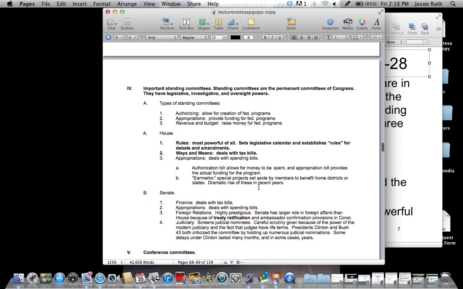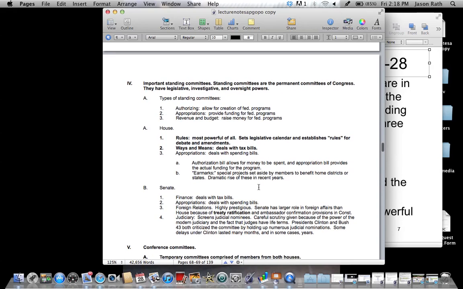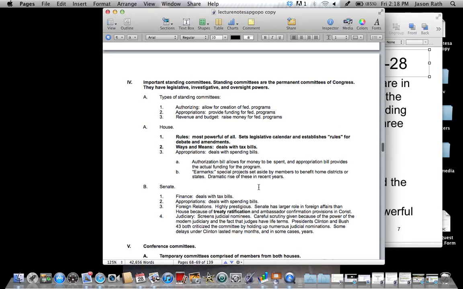Important standing committees. Standing committees are the permanent committees of Congress, and they have legislative, oversight, and investigative powers. There are 3 types of standing committees in both the House and the Senate. Authorizing allows for creation of federal programs. Appropriations provides funding for federal programs, important. Revenue and budget raise money for federal programs.